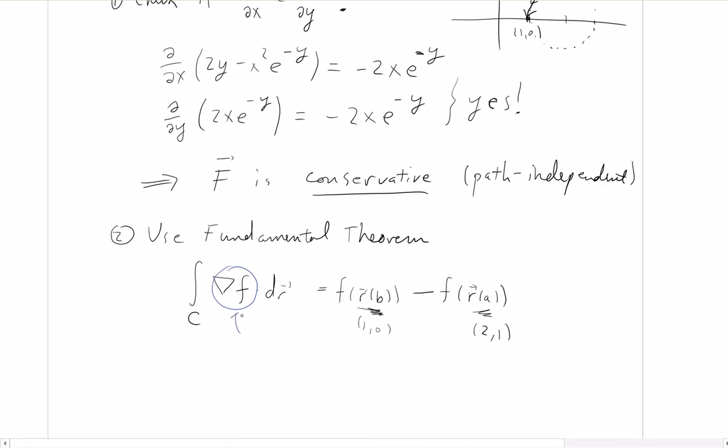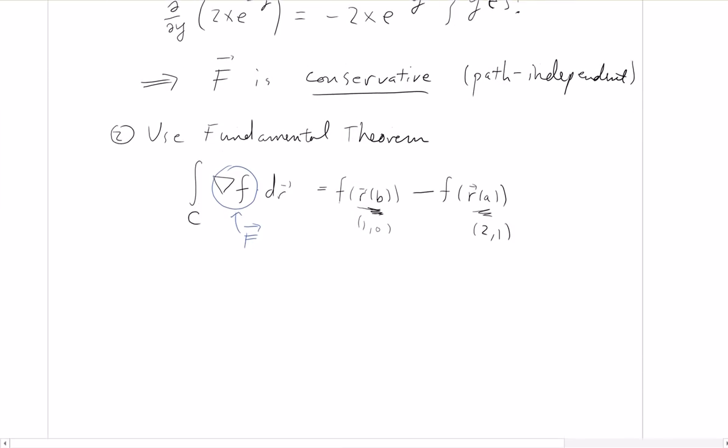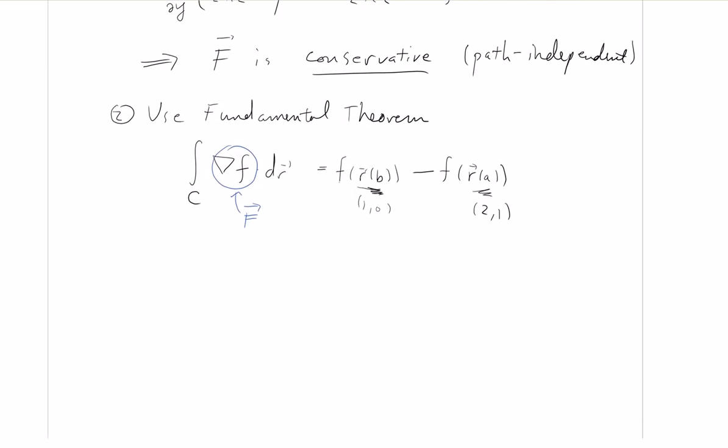So this should be the same as the capital F vector field that we started with. So this is what we need to do now. We need to find the potential function little f with the property that its gradient is the vector field that we started with at the beginning.